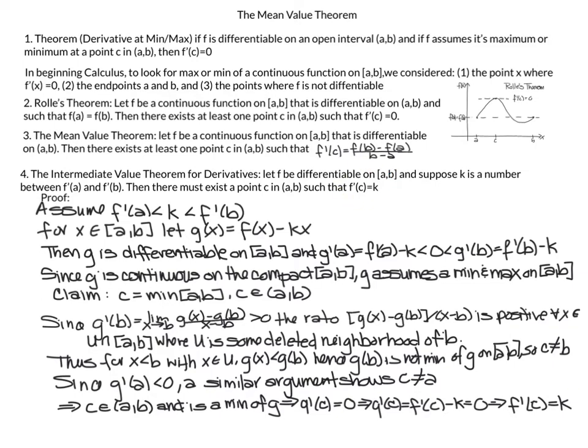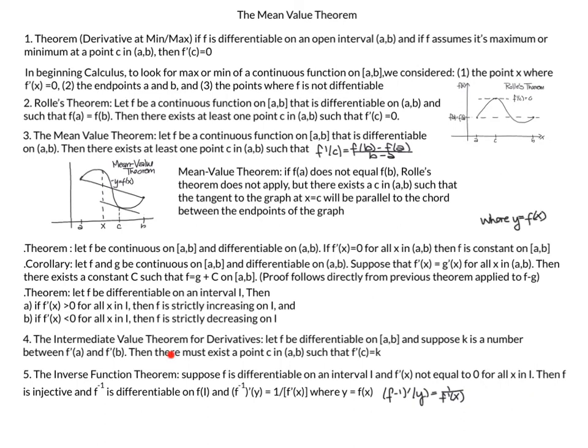The last theorem is the inverse function theorem, which says if f is differentiable on an interval I and f prime of x is not equal to 0 for any x in I, then f is injective and f inverse is differentiable on f of I. And f inverse prime at y is equal to 1 over f prime of x, where y equals f of x. And I rewrote the formula by hand here because I didn't like the way it looked when I was doing it on my computer. It just looks sloppy to me. So here it is, I rewrote this formula.